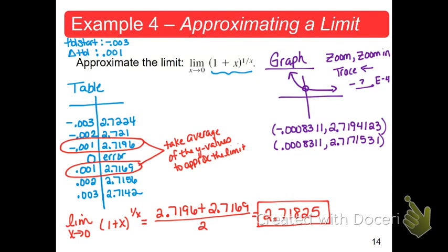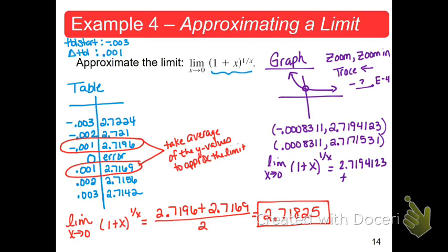Okay, so once you get your two ordered pairs, it's going to be just like what we did on the other side. To find the limit of this function, you're going to average those y values. So again, we have the limit as x approaches 0 of our equation, 1 plus x raised to the 1 over x. You're going to average those.